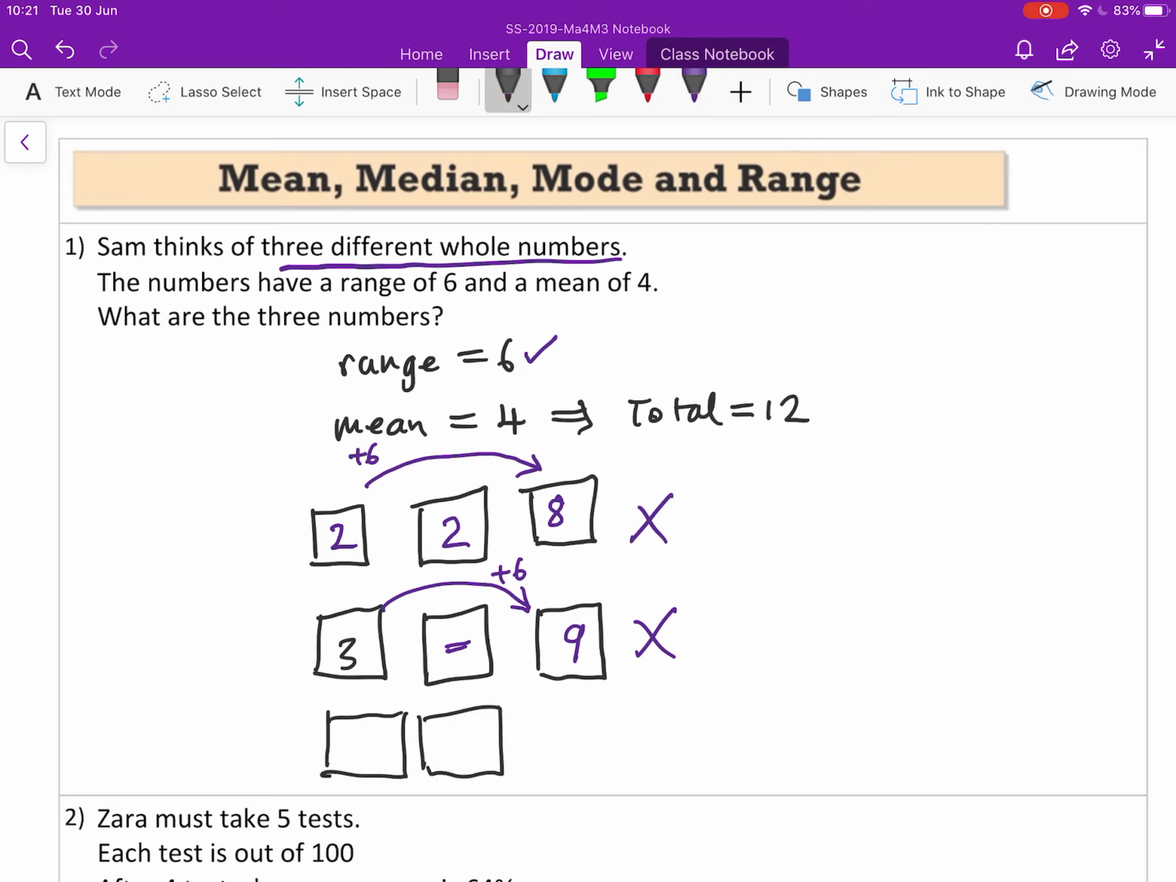Now you can see the answer quite easily. If I have the first number as 1, because the range is 6, my biggest number is 1 plus 6, which is 7. And all three numbers must add to 12. So 7 plus 1 is 8, and 8 plus 4 is equal to 12. So my answer must be 1, 4, and 7. The three numbers 1, 4, and 7 have a range of 6 and a mean of 4.